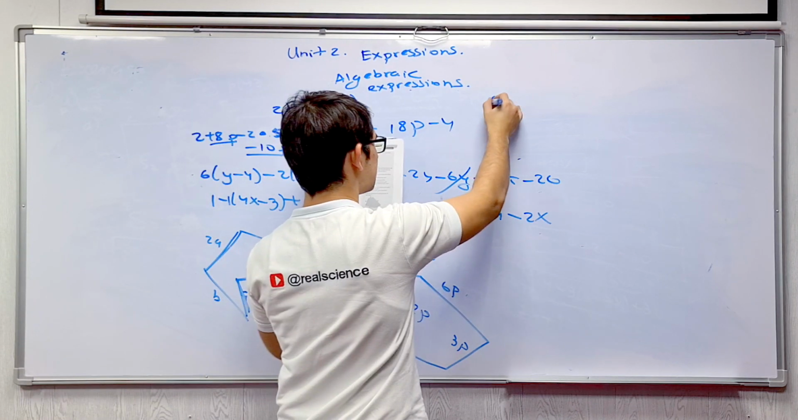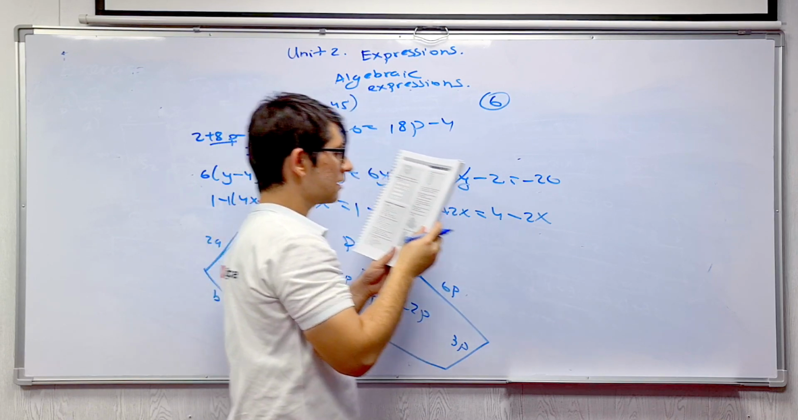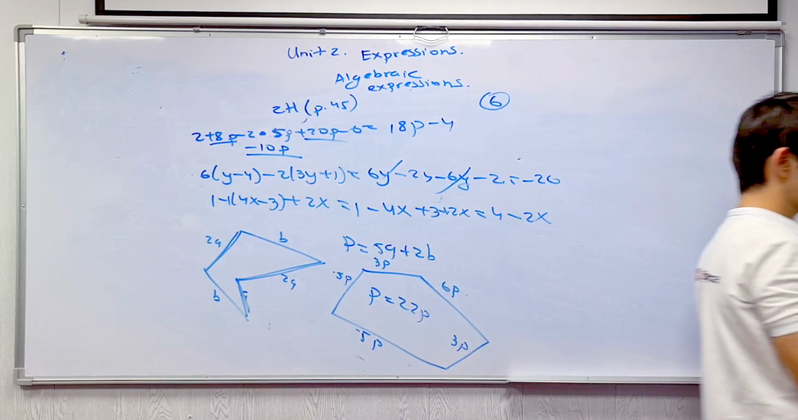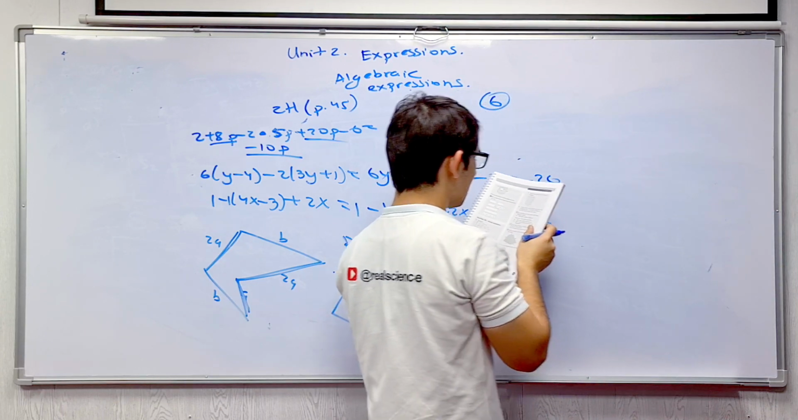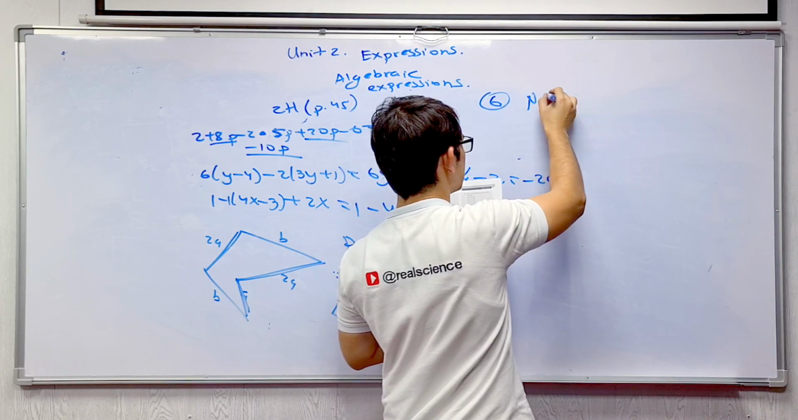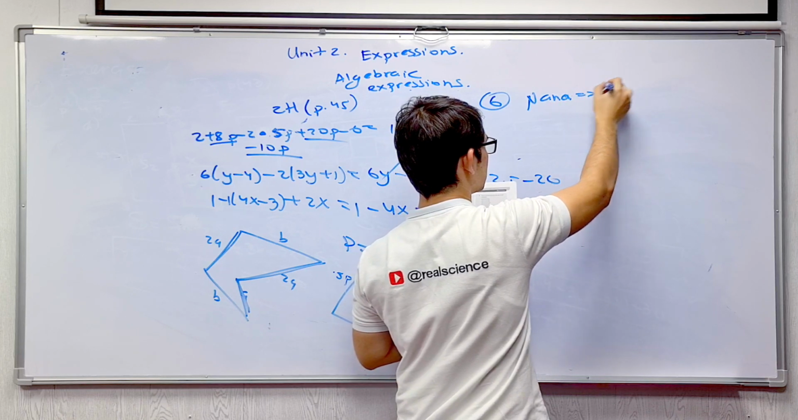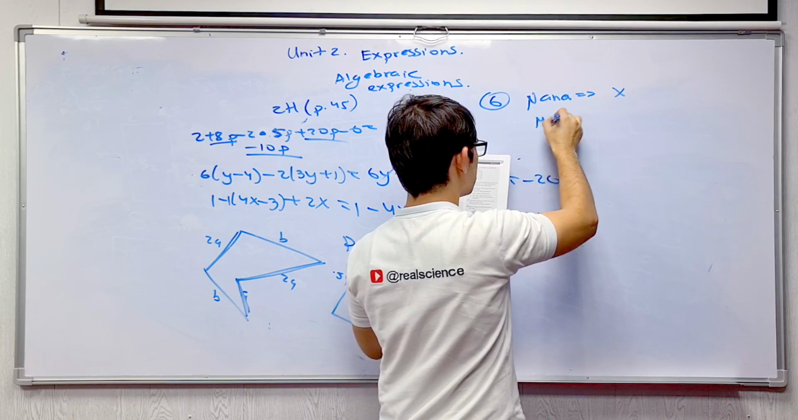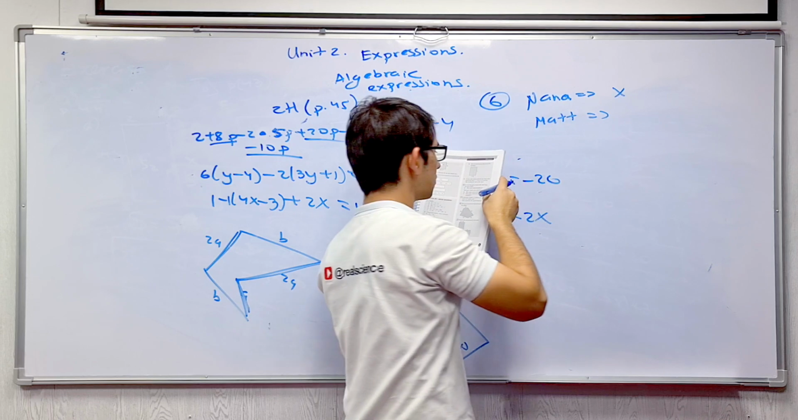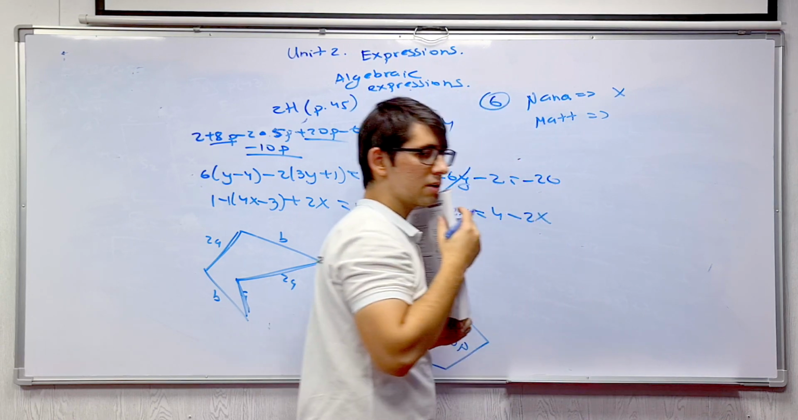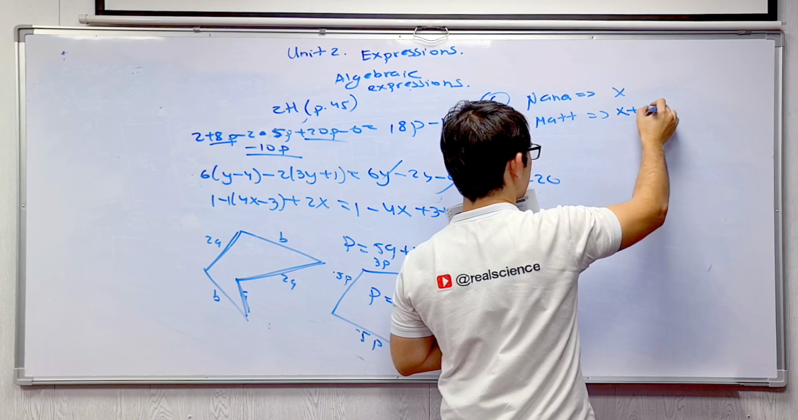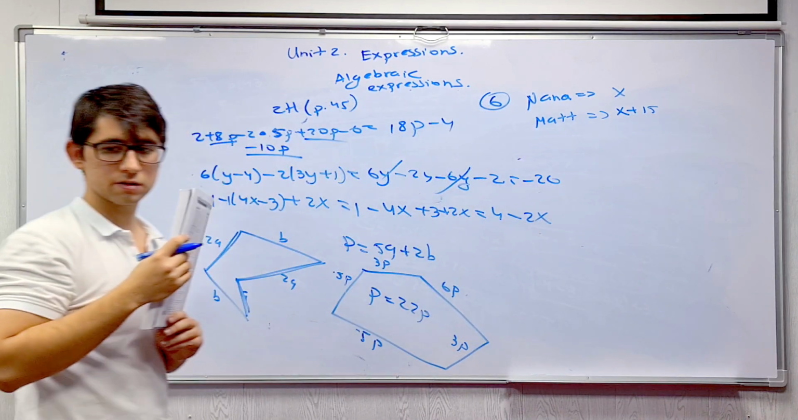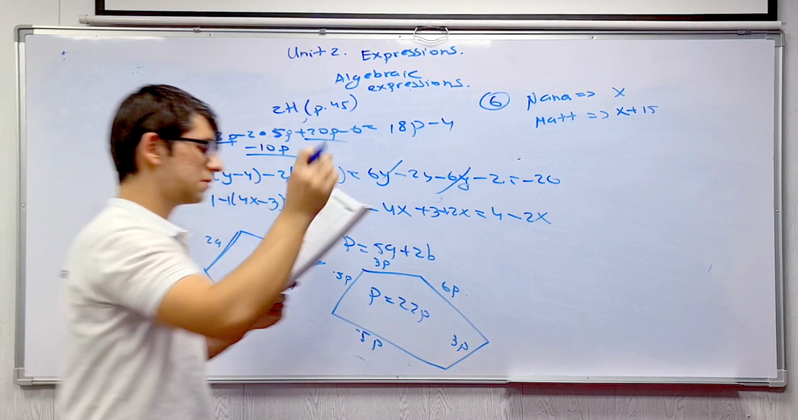So let's do 6. In a test, somebody got 15 more marks than Nana. Who got x marks? So Nana's mark is x. And somebody whose name is Matt got 15 more marks. How are you gonna denote it? x plus 15, right? Not plus 15x. x plus 15, or 15 plus x.